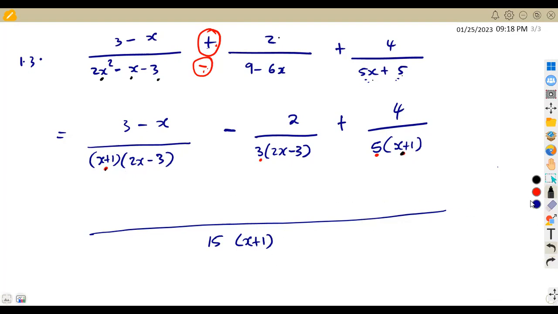Okay, the same thing with 2x minus 3. There is 2x minus 3 here, and there is 2x minus 3 there. You don't repeat that one because it is appearing once on both sides. Okay, so that's our LCD.